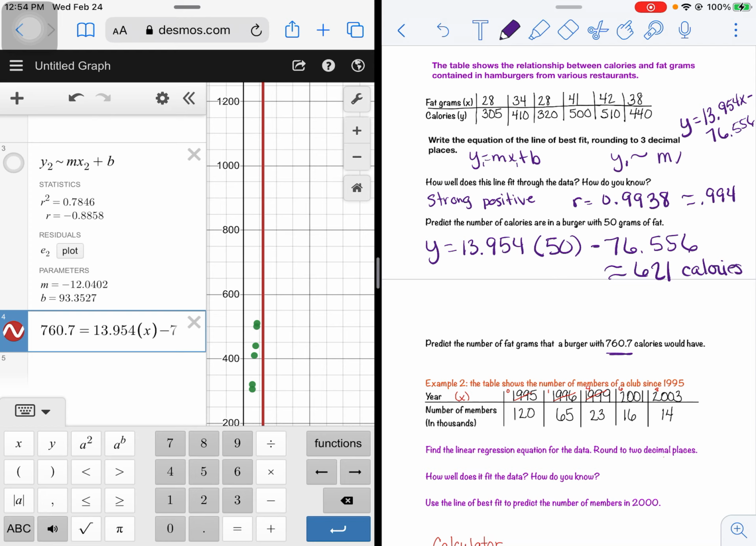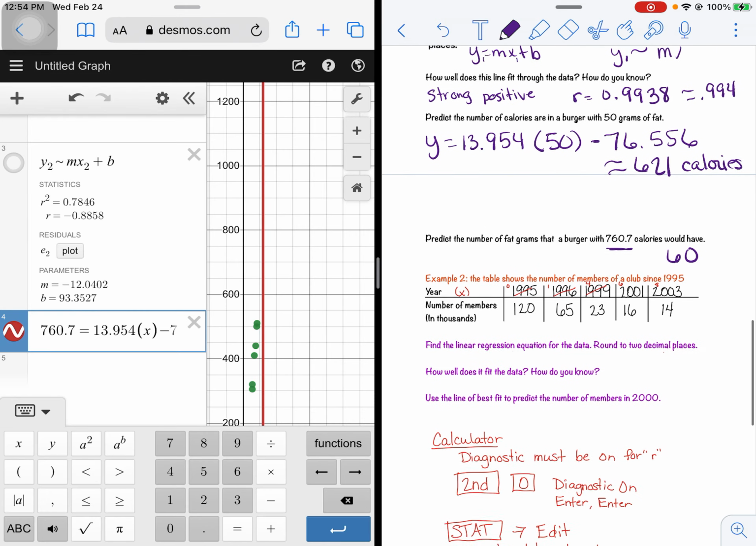We could use it on the graph. We also could use algebra to solve. So when I solve that equation mathematically, I'm going to get 60. That would have 60 grams of fat, which is a lot, but that's a lot of calories for that burger as well. All right, so let's look at our other example down here.